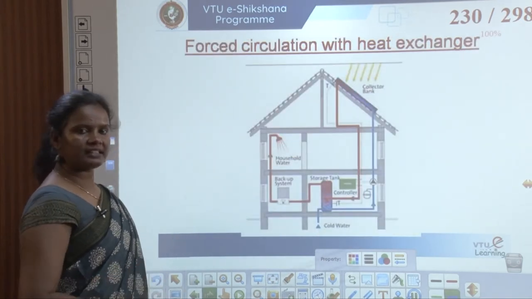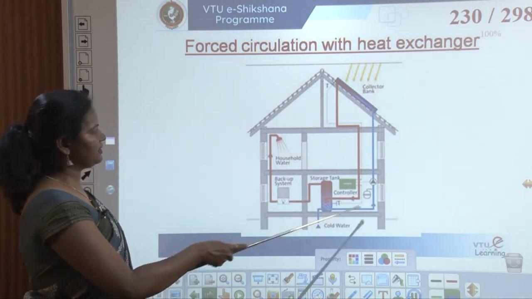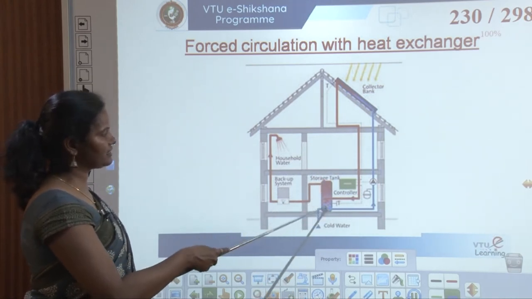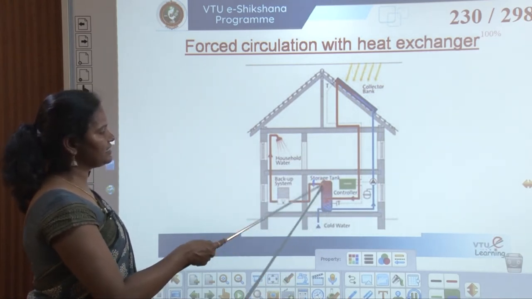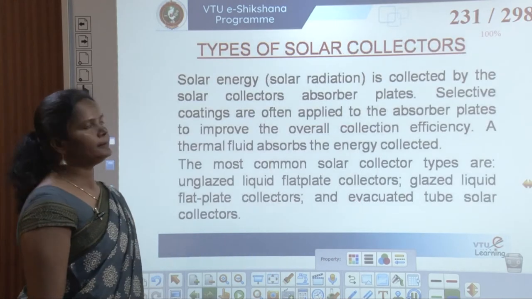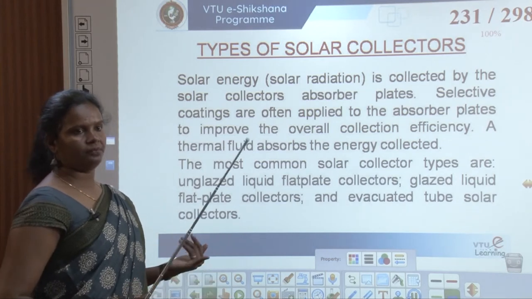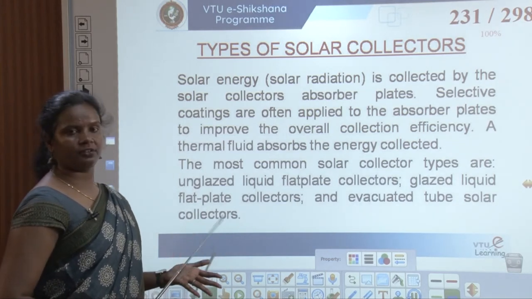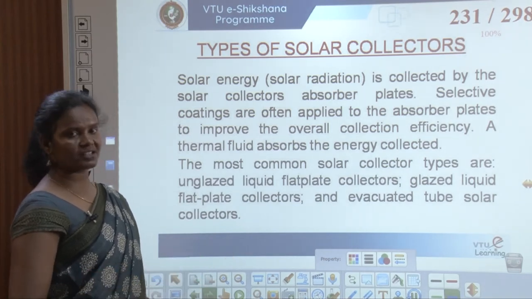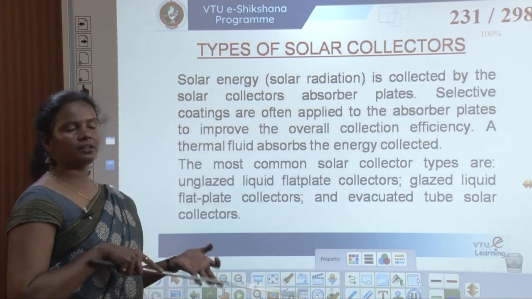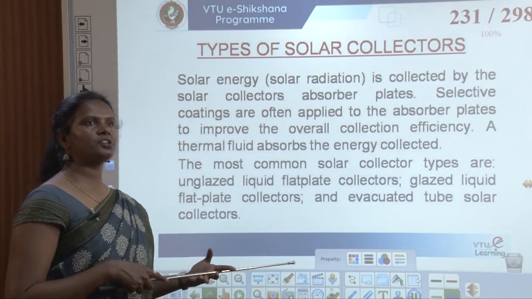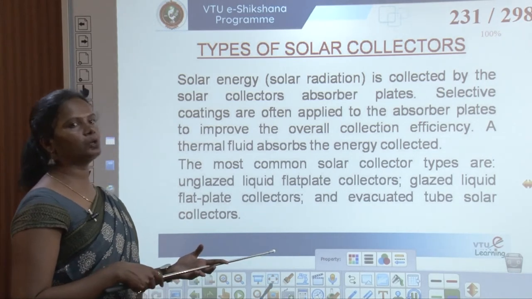This is another way of doing that, where the pump is there and then it goes back to the heat exchanger, which is inside the solar storage tank, and then it goes to the required points. So that is about the types of heating systems. One is the thermosiphon system, another is the forced circulation system, and another is with the help of a heat exchanger, showing how water can be heated based on situations like climate and water quality.